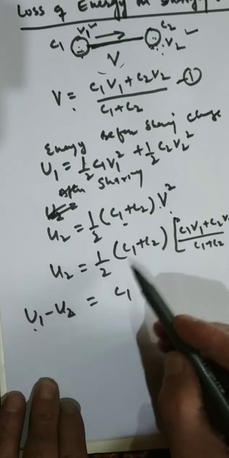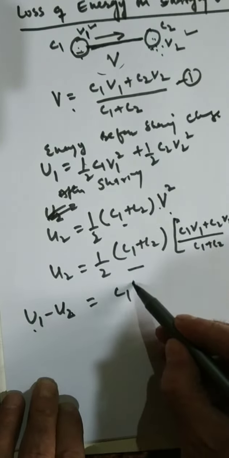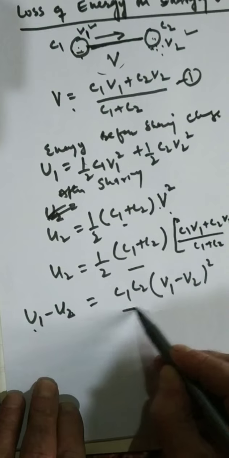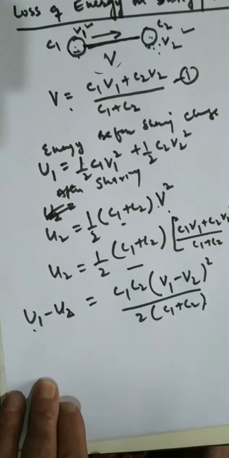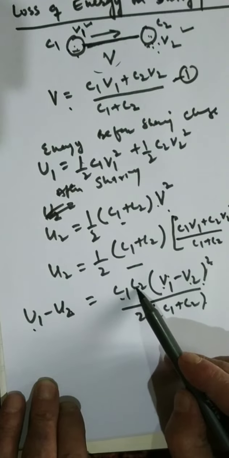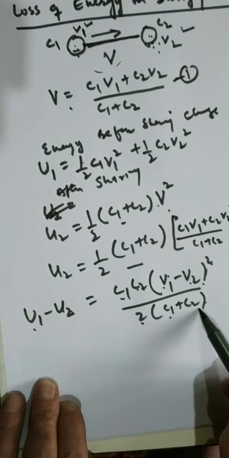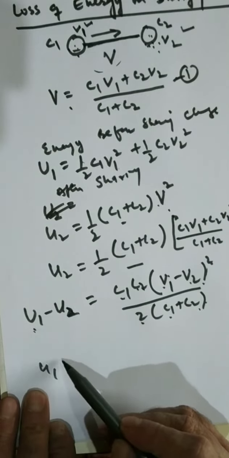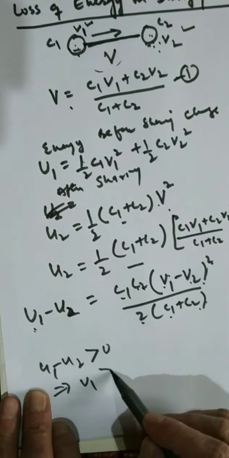Okay, you can do that simplification by yourself. C1 C2 V1 minus V2 whole square divided by 2 C1 plus C2. Now V1 minus V2 whole square, so it's a positive quantity. Capacity is always a positive quantity and their product is also a positive quantity. 2 is positive quantity, C1 plus C2 is also a positive quantity. Hence U1 minus U2 is greater than 0, implies that U1 is greater than U2.